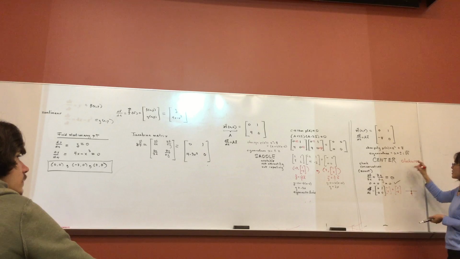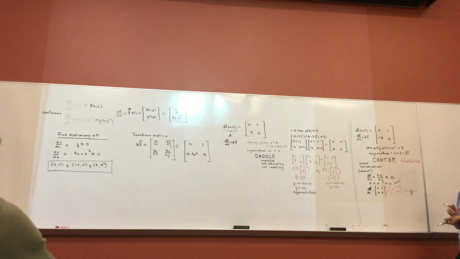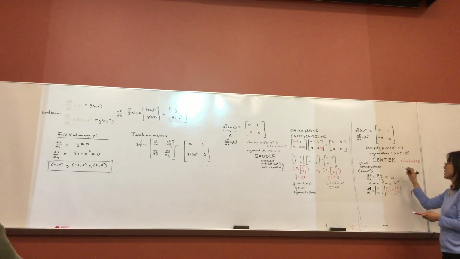So you always have to do this when you have a center: clockwise. Give me a stability analysis. Is it stable or unstable?